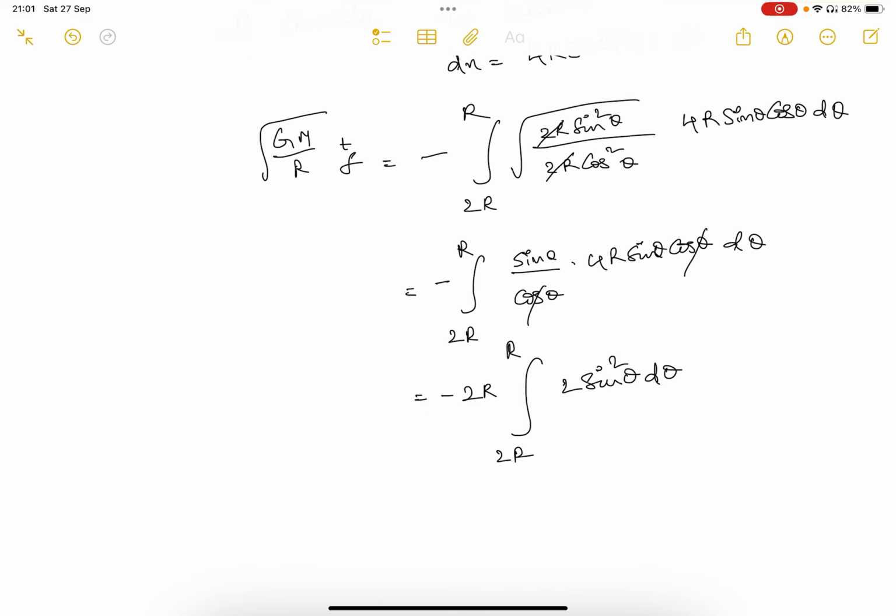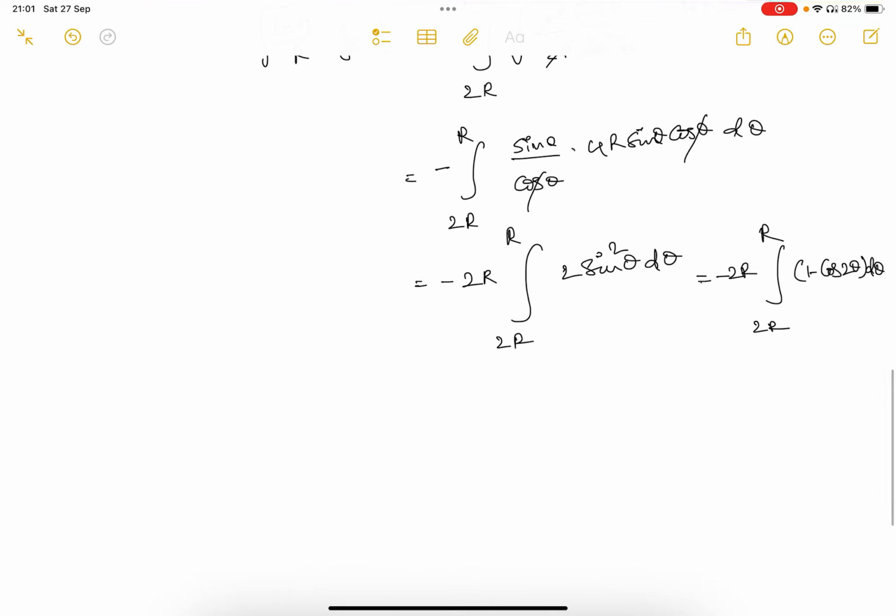Right? Which can be written as minus 2r into integral 2r to r. 2 sine squared theta can be written as 1 minus cos 2 theta d theta. Right? Which is minus 2r into integral, d theta is theta minus sine 2 theta by 2. Fine. Then these integration limits are 2r to r.